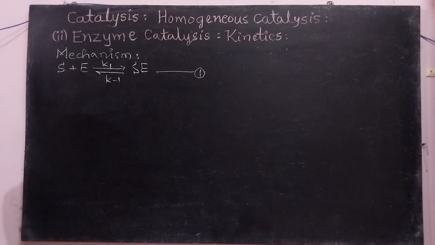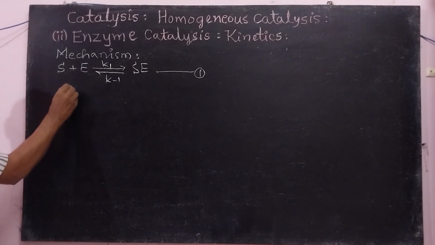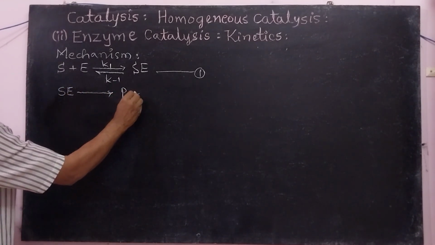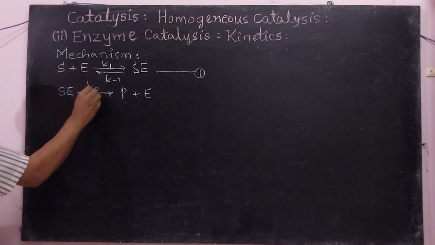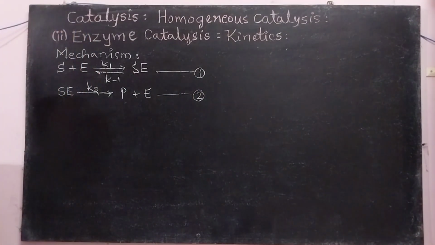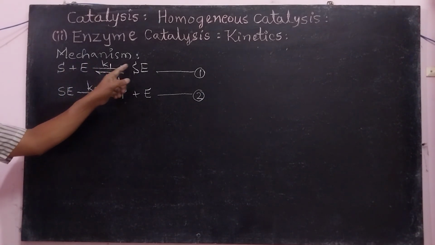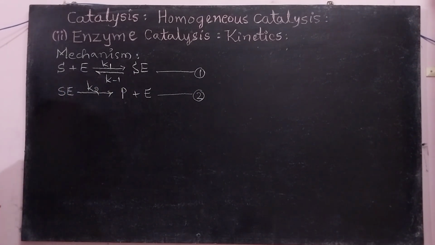This is equation 1. In the second step, the intermediate compound ES dissociates to give the product, and enzyme is released, and this takes place with rate constant K2. We may write this equation as equation 2. Now here the intermediate complex is formed by this equation and consumed by these equations. Thus we can apply the steady state principle to the ES.